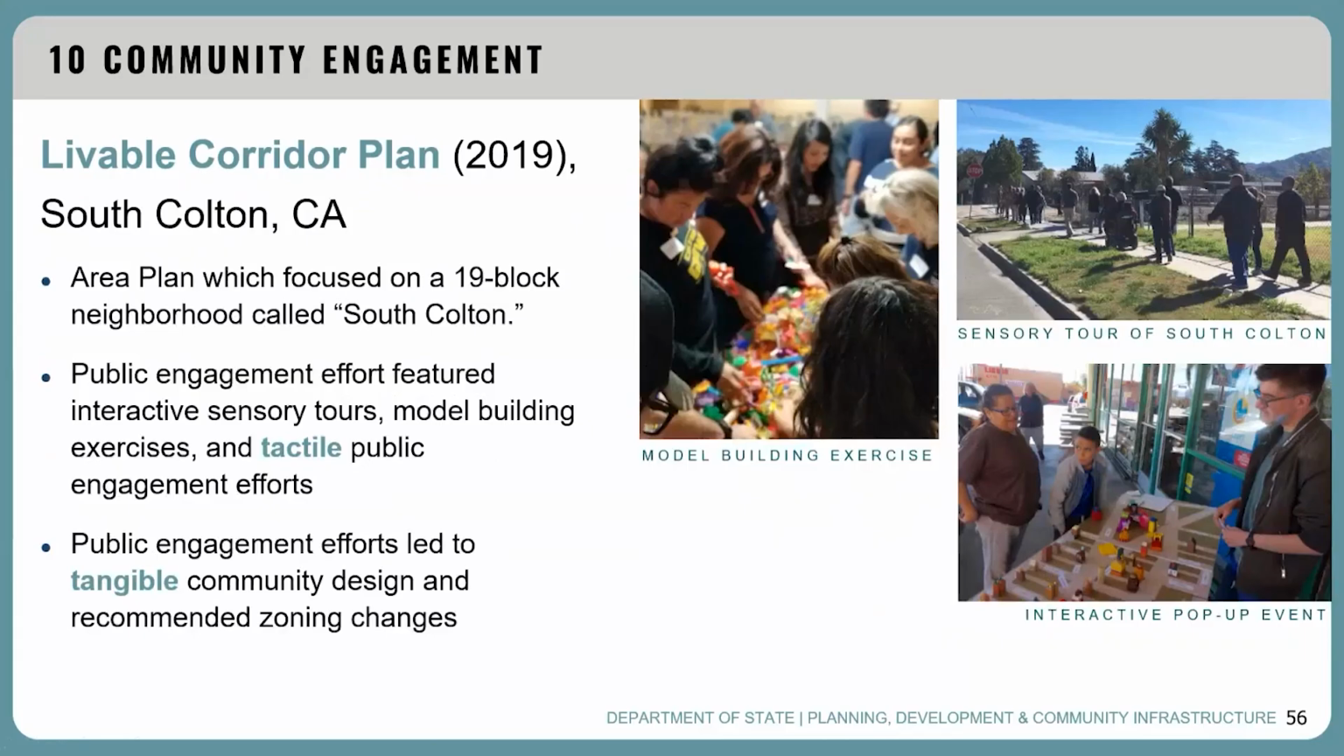The city retained a firm called Placeit to conduct a series of interactive public engagement activities to understand how neighborhood residents interacted with their community, how they perceive their community, and how they wish to see their community in the future. Public engagement activities included sensory tours, model building exercises, and other tactile public engagement activities. The end result of the year-long public engagement effort was an area plan that led to tangible community design preferences and a series of recommended zoning changes to achieve the neighborhood's vision.